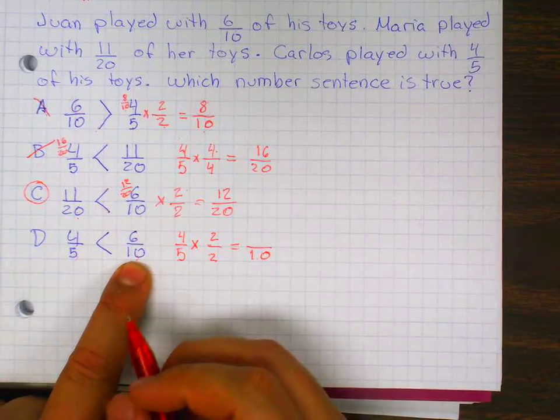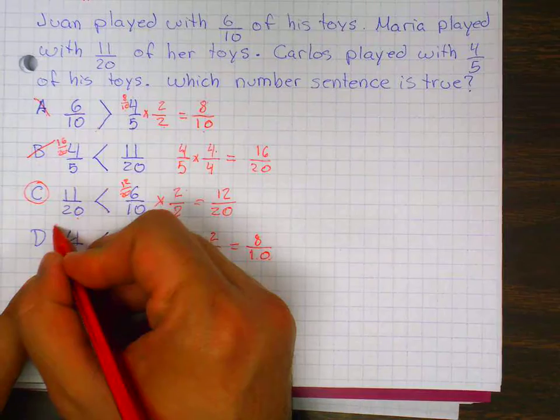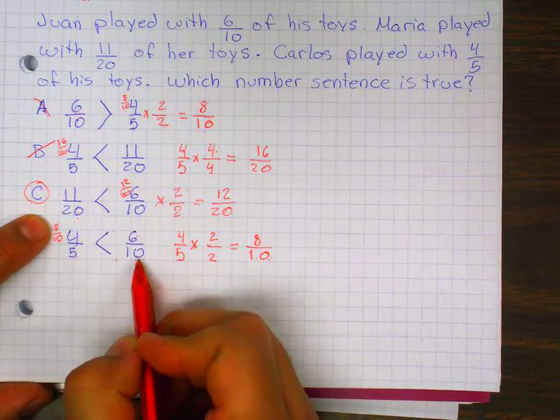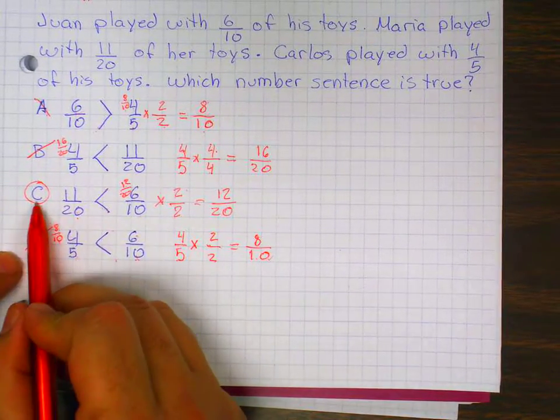And the numerator has to be 2. 4 times 2 is 8. It's equivalent to 8/10. Is 8/10 less than 6/10? No. It's more. So my answer is C.